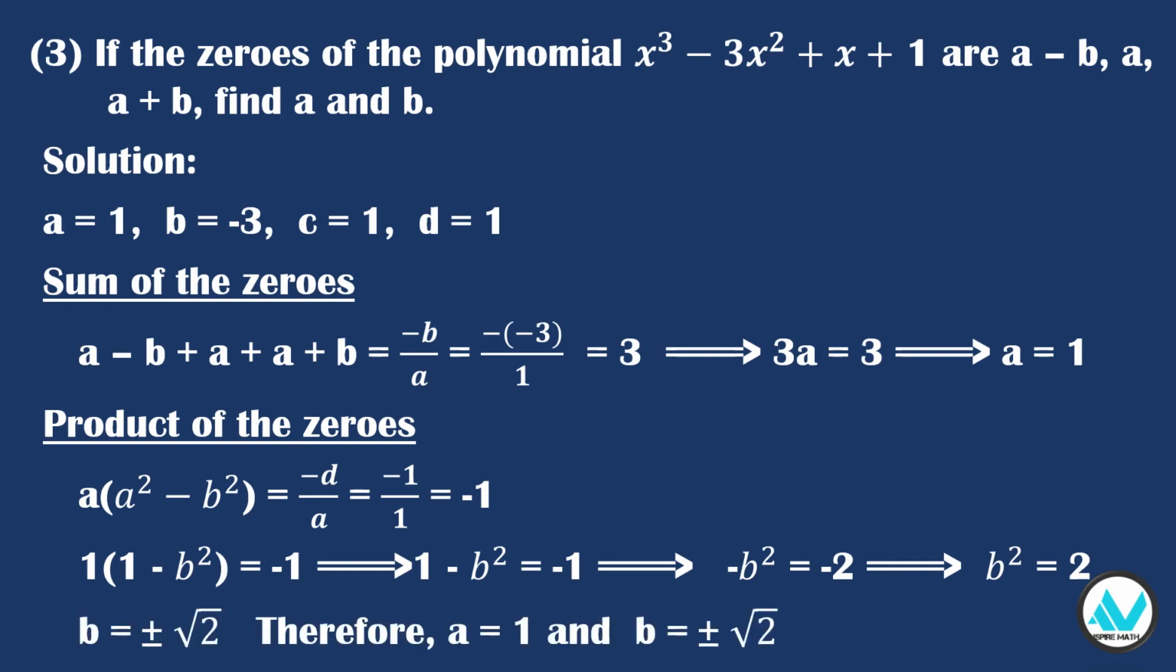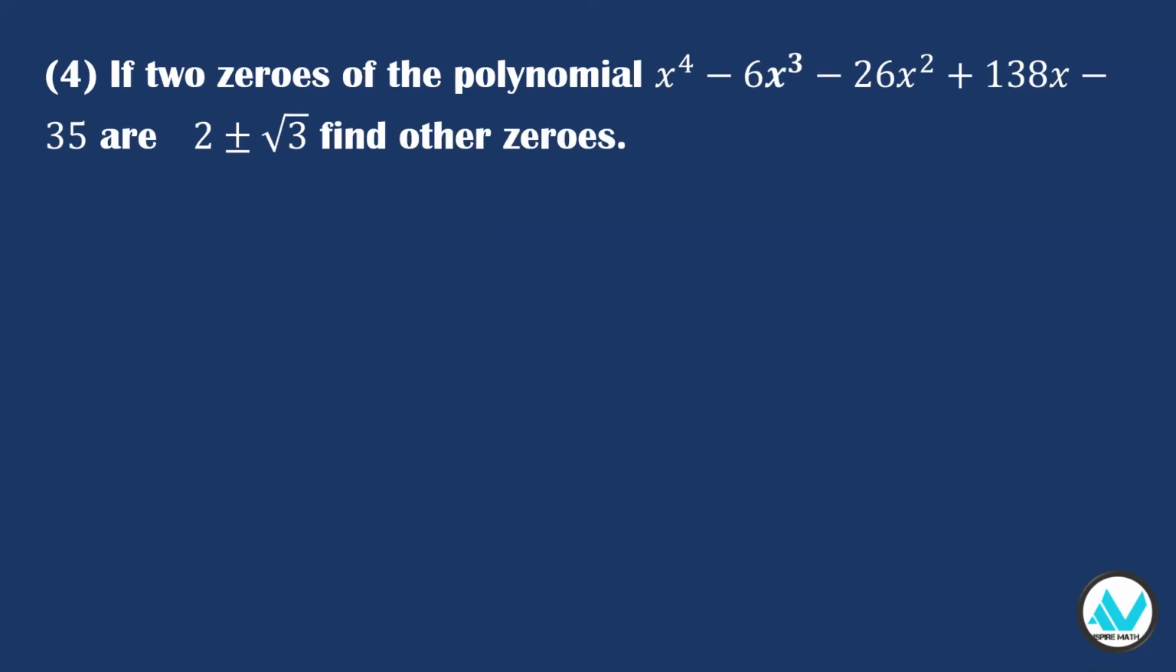Or in other words, b equal to plus or minus √2. Why is it plus or minus? Because √2 into √2 gives me 2. Minus √2 into minus √2 also gives me 2. Therefore, b equal to plus or minus √2. So from this I can find the value as a equal to 1 and b equal to plus or minus √2. Now let's move on to the fourth sum.